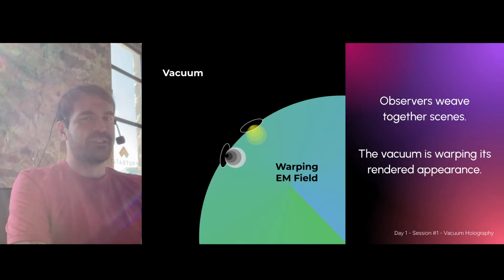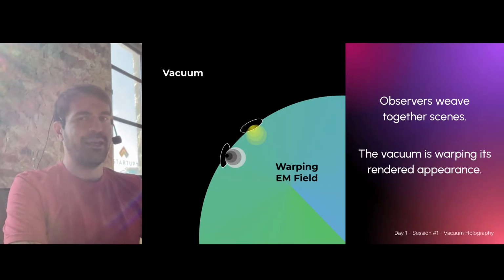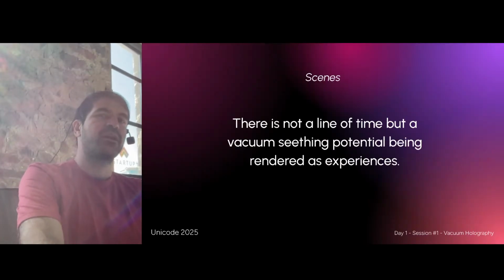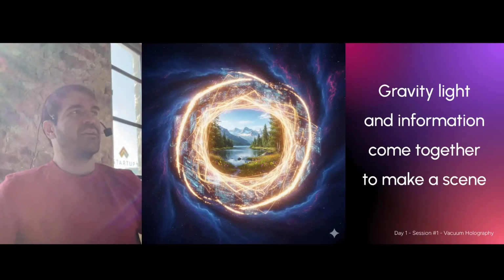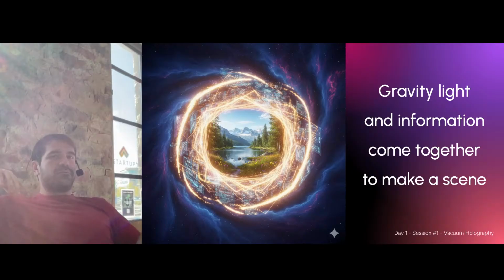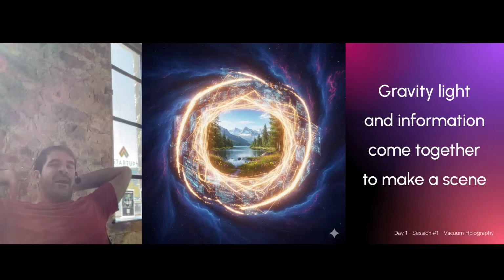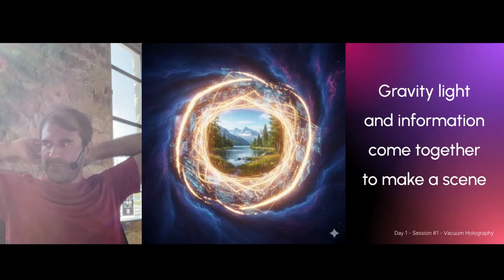Observers weave together scenes. The vacuum is warping its rendered experience. So the vacuum, and then it's warping the EM, or electromagnetic, field. There is not a line of time, but a vacuum seething with potential being rendered as experiences, scenes. And I love this visual. Gravity, light, and information come together to make a scene.